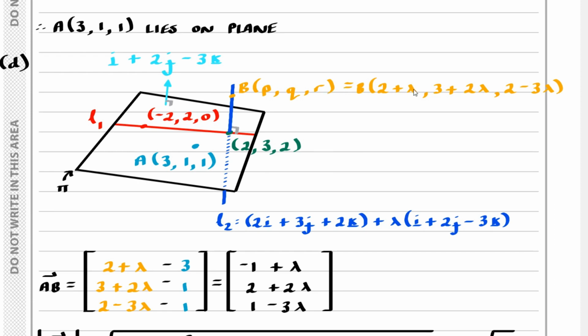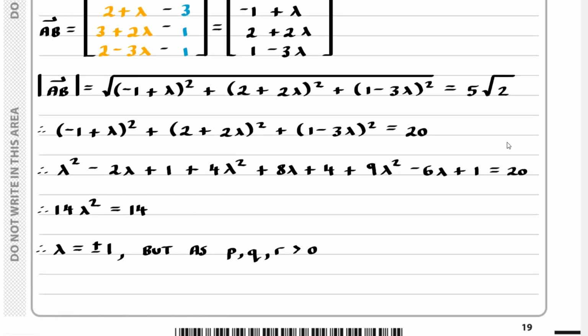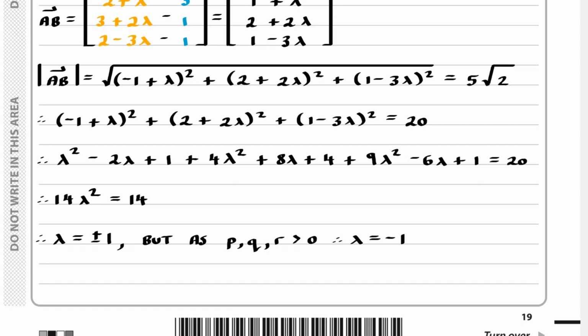But if I had negative 1, then here I'd have 1. Here I'd have 1. And here I would have 2 subtract 3 times negative 1, which is 5. Which means lambda equals negative 1, because that ensures P, Q and R will be positive. So the coordinates of B, we've got 1, 1 and 5.